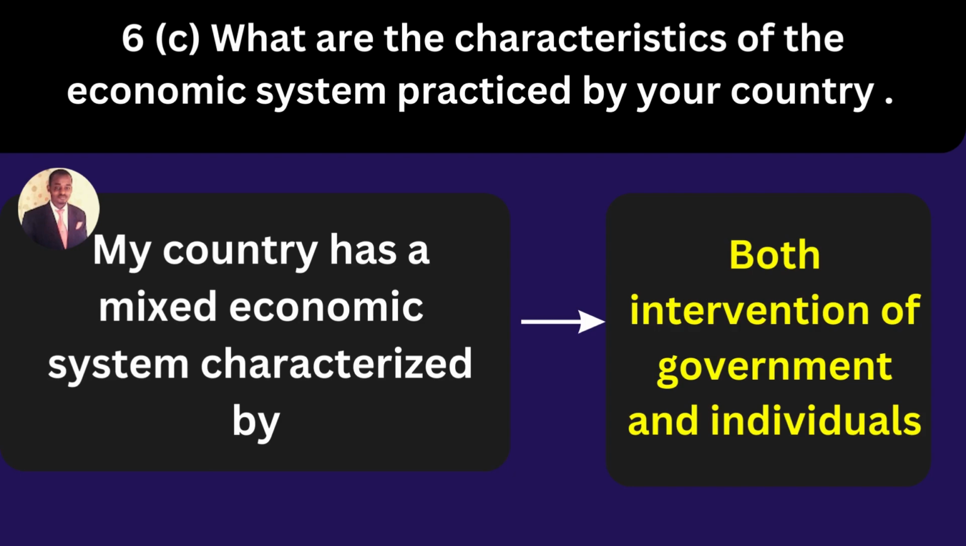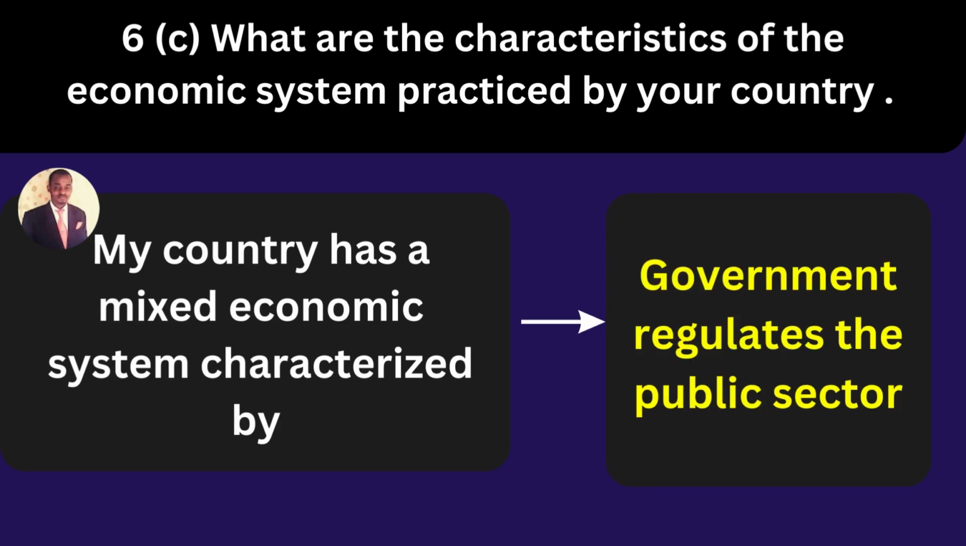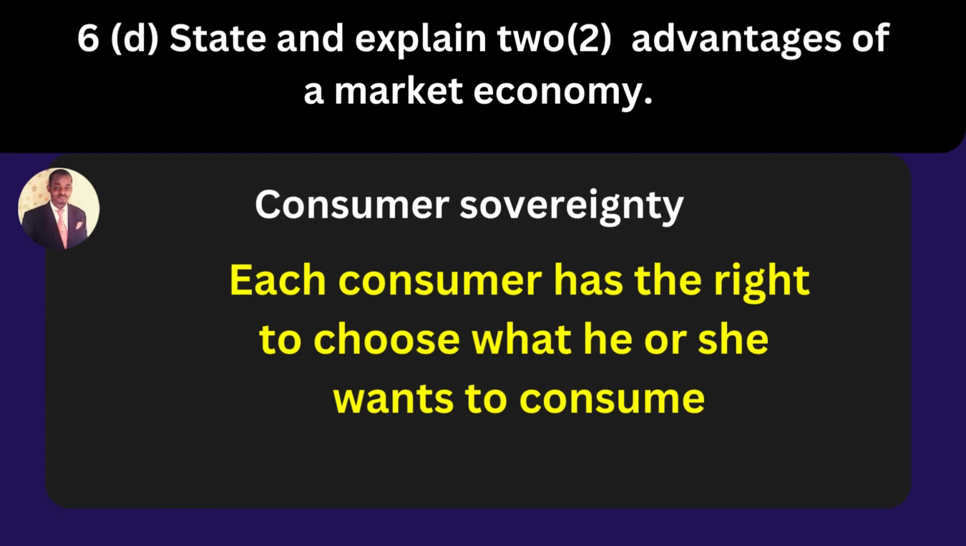The next question says: what are the characteristics of the economic system practiced by your country? My country has a mixed economic system characterized by both the intervention of government and individuals. The second one is that government regulates the public sector, because in the mixed economic system, the government actually regulates the public sector.